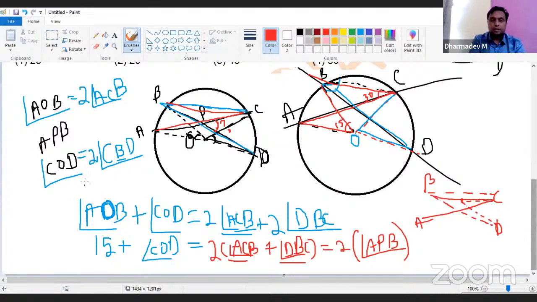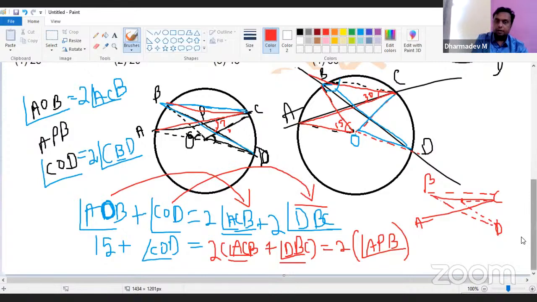So three things you have to remember. AOB is twice ACB, and DBC is twice COD. Are you clear? Yes, sir. Next one, ACB plus DBC is equal to angle APB. Are you clear with that?